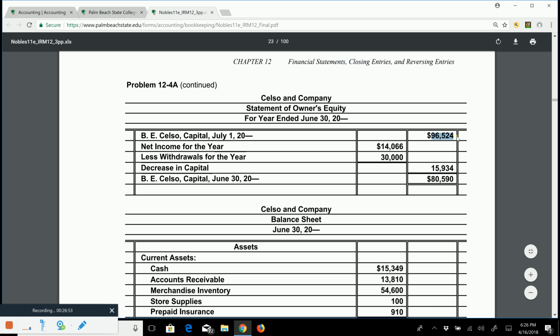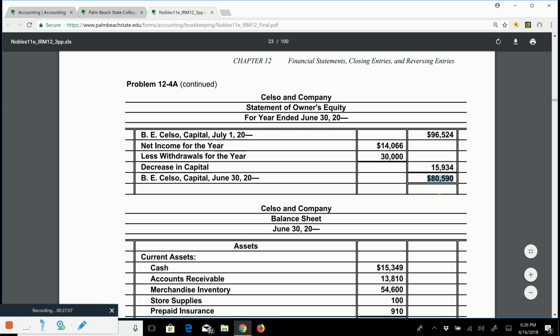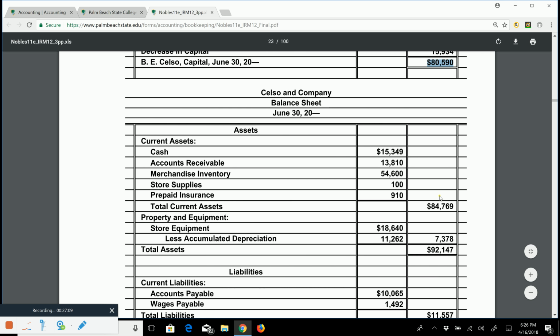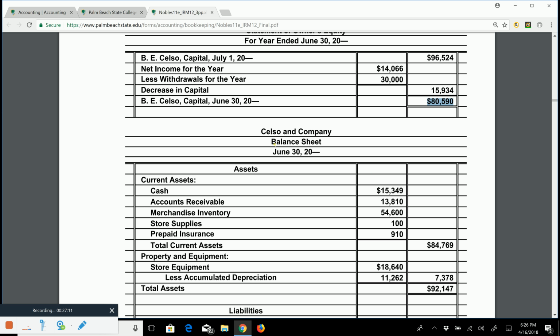So if the beginning capital was $96,524 and it decreased $15,934 for the year, the ending capital is going to be $80,590. And we're going to need that number for the last financial statement that we're going to study in this class called the balance sheet.